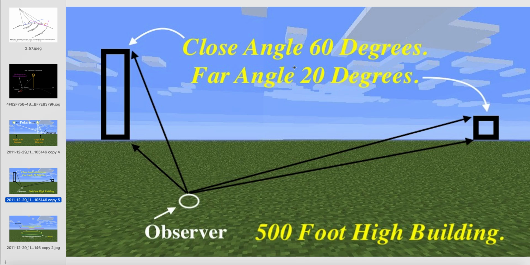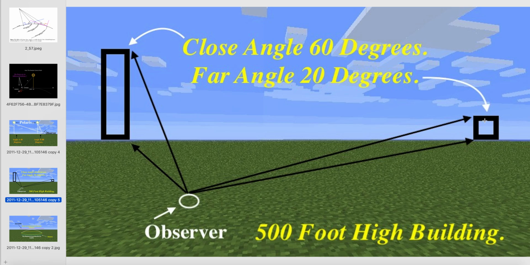Close angle 60 degrees, far angle 20 degrees. So a 500-foot high building. When you're close to that building, it'll have an angle of 60 degrees. When you're far from it, it'll have an angle of 20 degrees. But it's still the same height above the surface of the Earth. You can move away, but due to angular size change, basically all it is is a change in the angular size of a building.